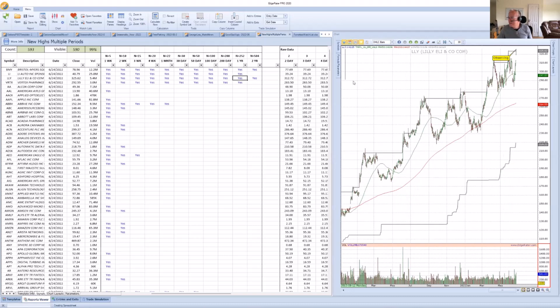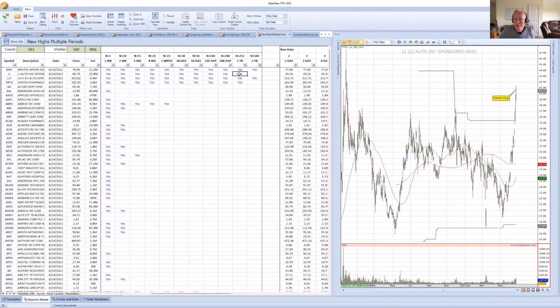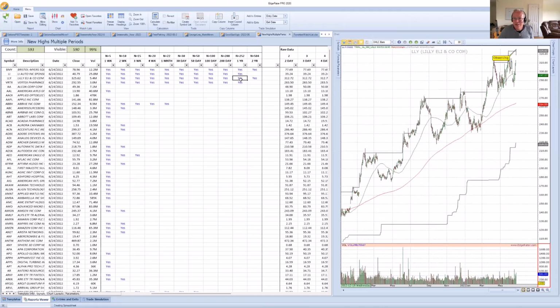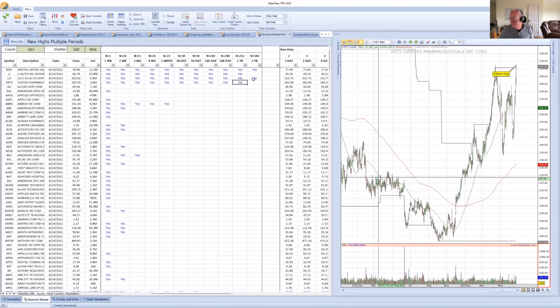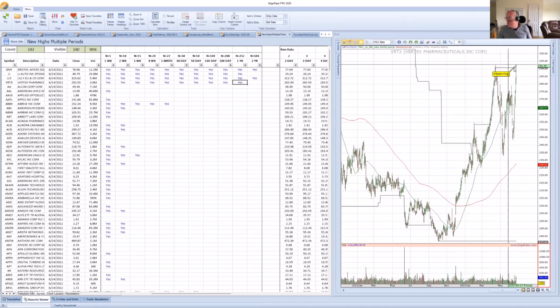Then this is, okay, this is another stock, which the first one I showed you was not Eli Lilly. This is Eli Lilly. The first stock has a similar symbol, but it's a completely different thing. All right, so Eli Lilly is here, LLY, and that is making new 2-year highs. And then Vertex Pharmaceuticals is just making new 1-year highs, and you can see that it just broke above this peak over here.